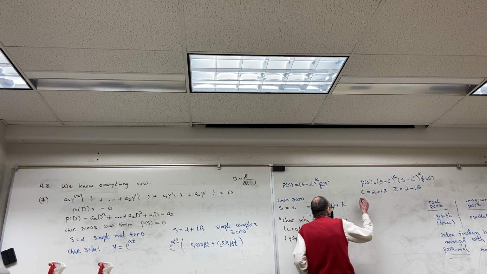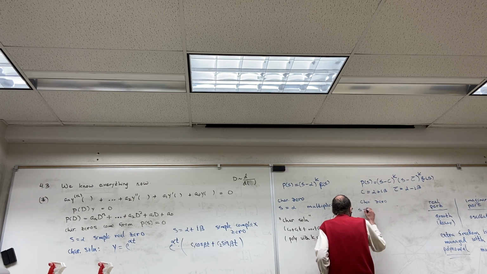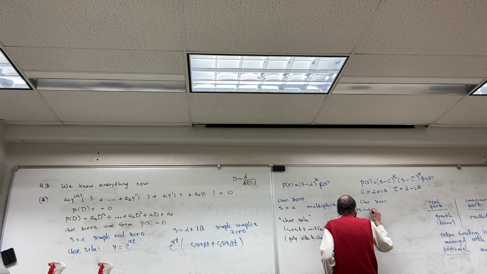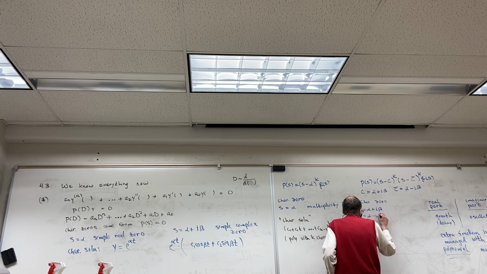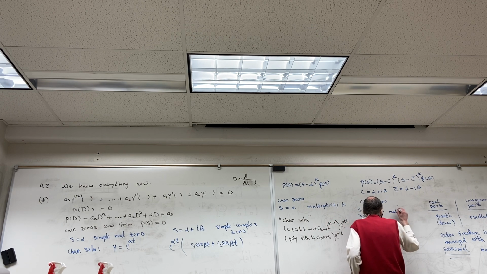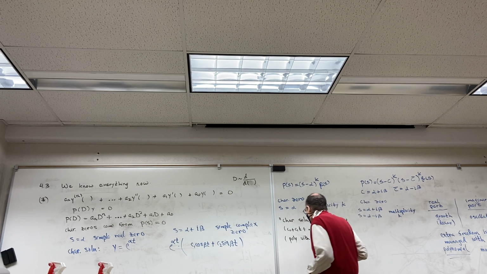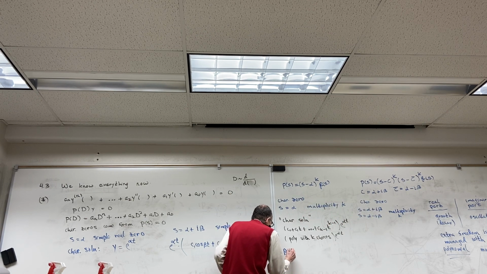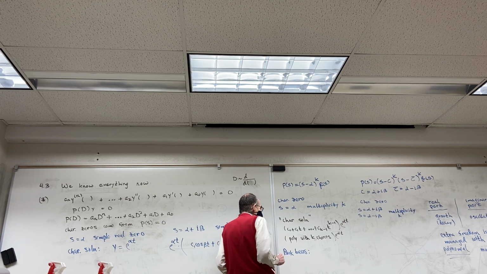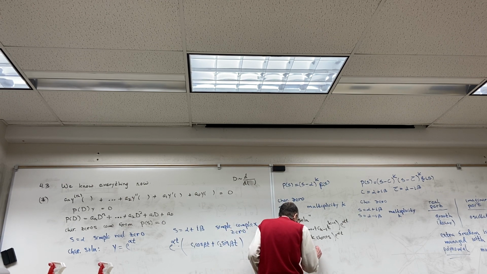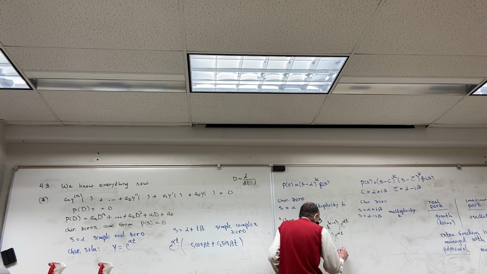So we have characteristic 0. S equals alpha plus i beta, multiplicity k. Can I write down here the book basis? 1, e to the alpha t, what else? t e to the alpha t, up to t to the k minus 1.